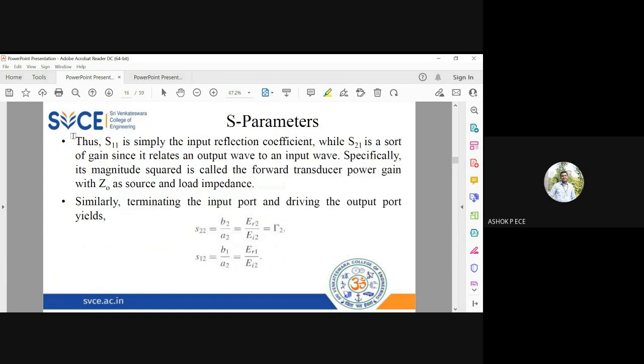In the same way, if I want to find the other parameters, see here, if I put A1 equal to 0, I can find S22 and S12. S22 is B2 by A2. Since it is happening at the same port, I can call S22 the output reflection coefficient, or reflection coefficient at port 2. And S12 equals B1 by A2.